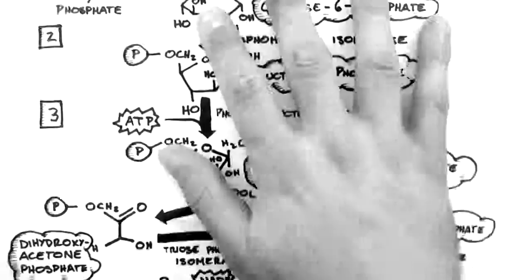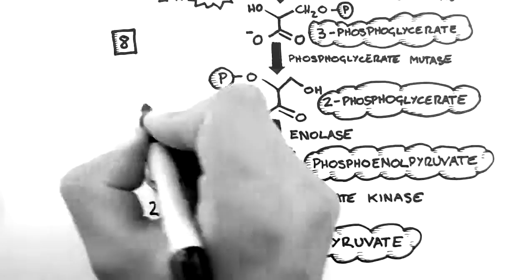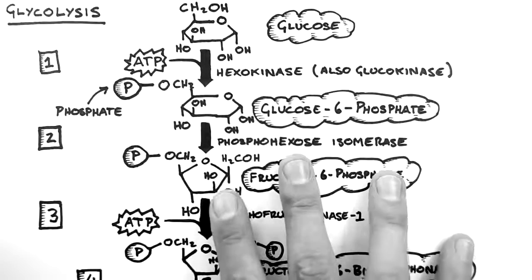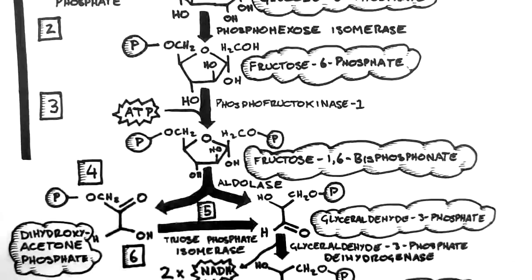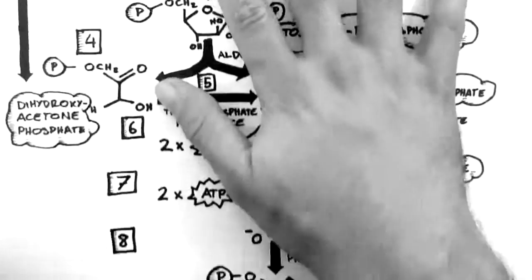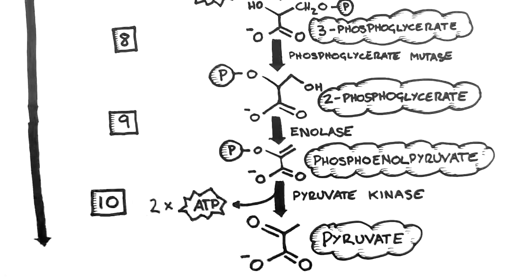Now for your reference, I shall quickly number these steps, and you can see that there are 10 steps in total. Steps 1 to 5 are often referred to as the investment phase because they use up ATP. Steps 6 to 10 are known as the payoff phase because we get back our initial 2 ATP investment plus 2 additional ATP and 2 NADH, which will later become even more ATP.